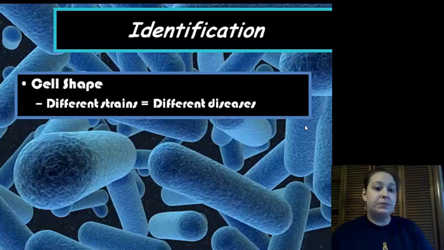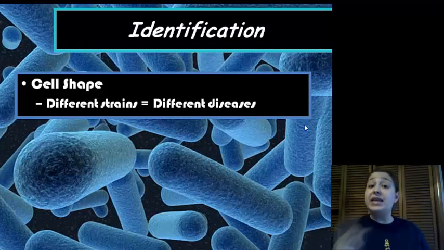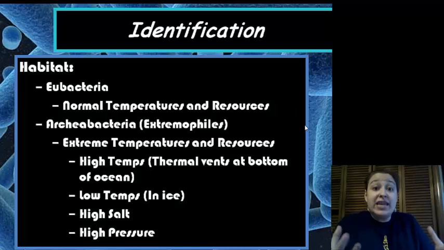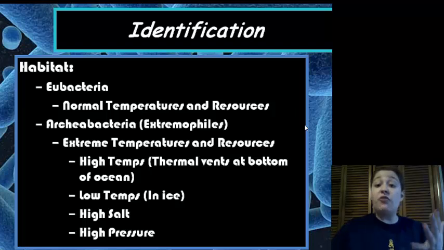Some identification. Well, first we can look at the shape. Different strains have different shapes, and each different strain can cause a different disease. We can also look at the habitat. Eubacteria tend to live in normal environments, normal temperatures, and normal resources. Now the Archaebacteria are known as extremophiles. They live in the extreme, so extreme temperature and resources, such as high temperatures, thermal vents at the bottom of the ocean, right near volcanoes, low temps in ice in Antarctica, high salt, and even high pressures at the bottom of the Marianas Trench.